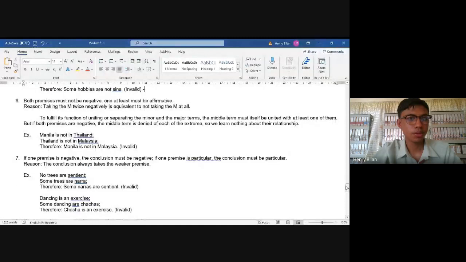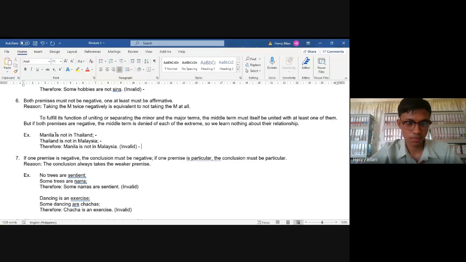Number 6: both premises must not be negative. One at least must be affirmative. So, pwedeng parehong positive ang premises natin, pero hindi pwedeng parehong negative, kasi kung parehong negative, wala tayong conclusion. Manila is not in Thailand. Thailand is not in Malaysia. Therefore, Manila is not in Malaysia. It doesn't make sense. Hence, this is invalid. Negative ito, negative din ito. Hindi pwede. Ang sinasabi dito, pwedeng parehong positive, pero hindi pwedeng parehong negative.